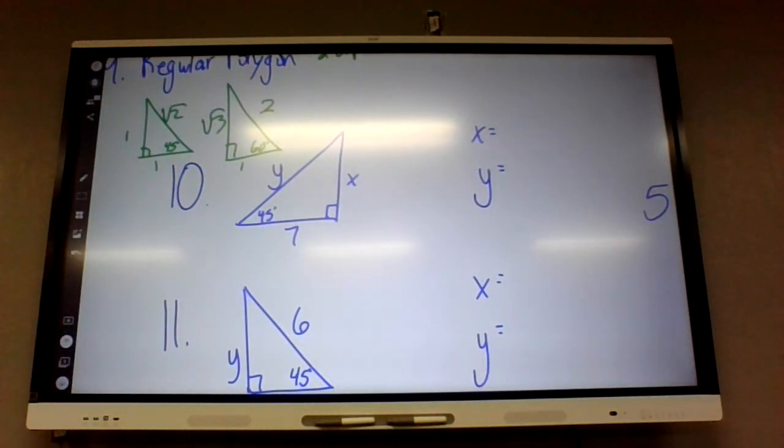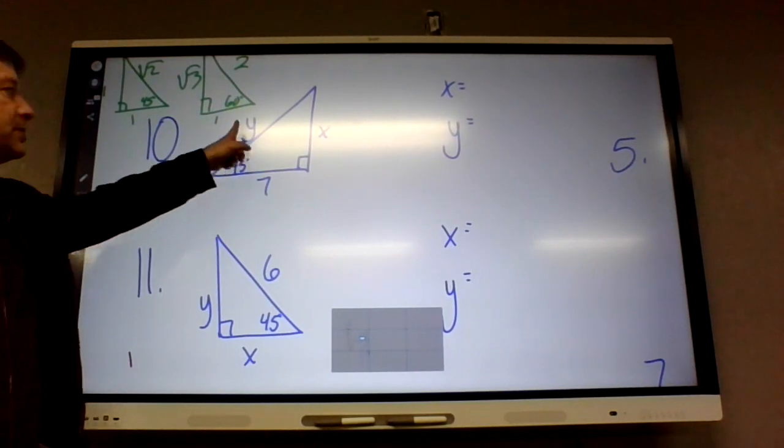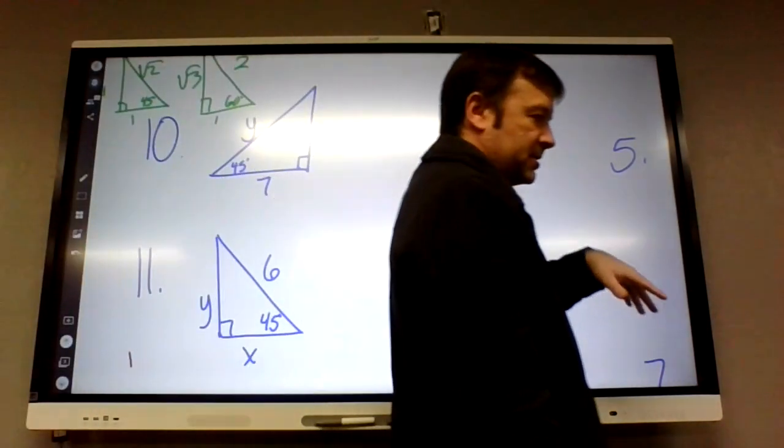So you guys have to know how to use them though. You have to know what these mean. So you're going to keep all those. Alright, so for example, number 10 is 45, 45, 90. So we have to find the missing sides.